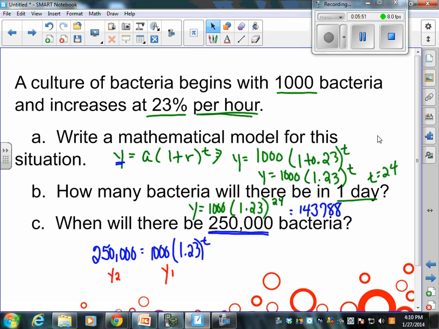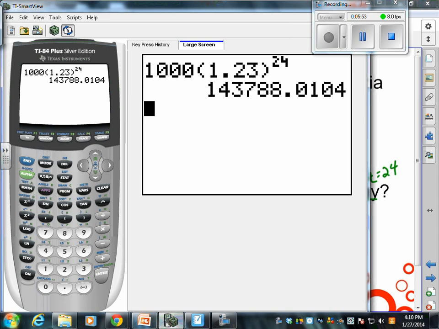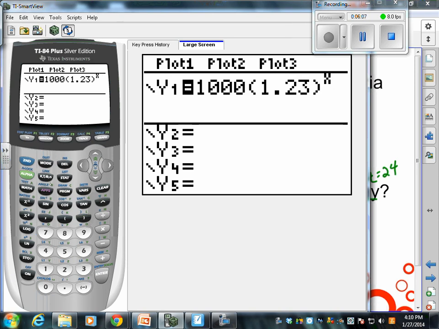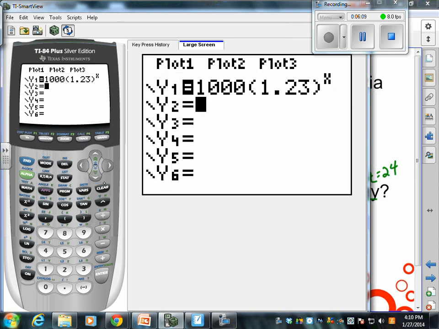So let's go through the steps with the calculator. So go to y equals. In y1, I'm going to put 1,000 times 1.23 to the x. I don't want to change the variable, we'll just leave it as x. And then in y2, I'm going to put the number that I'm looking for, which is 250,000.